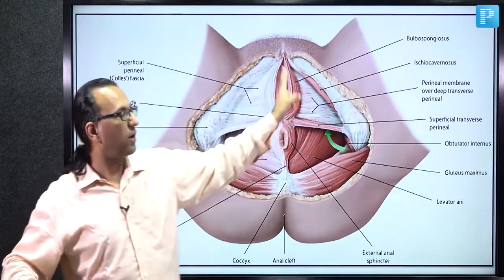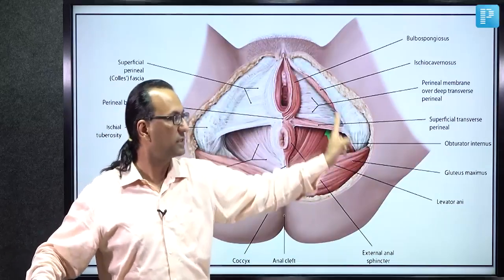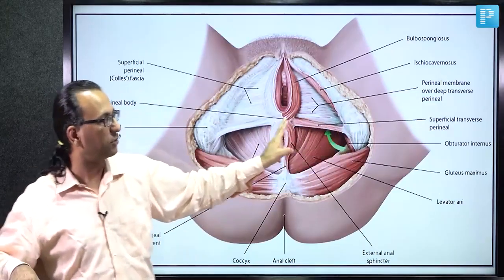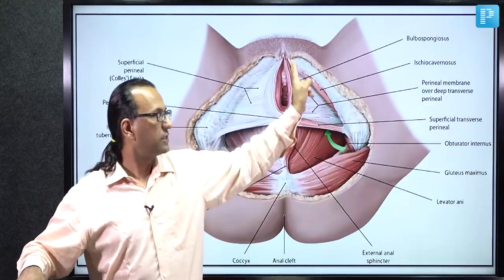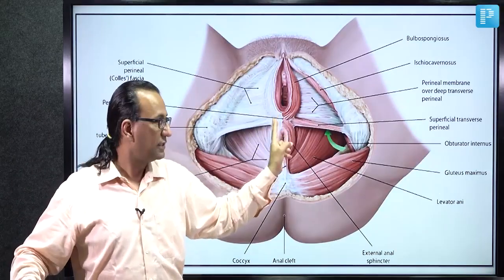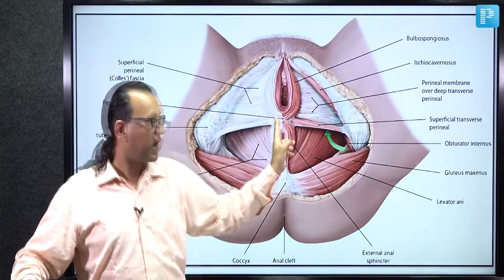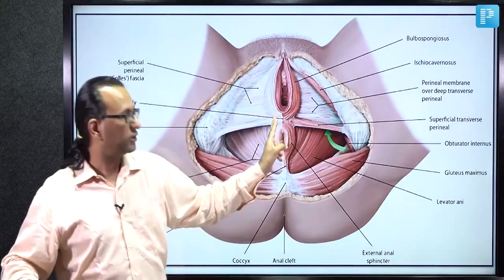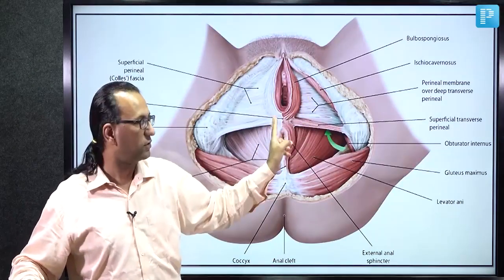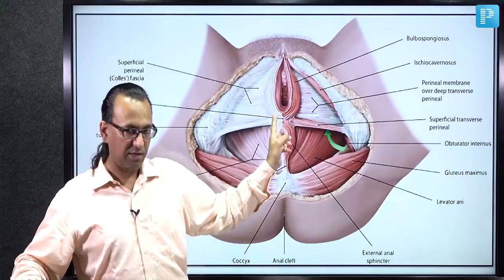In the superficial perineal pouch, along with the ischiocavernosus muscle, is the STP muscle, the superficial transverse perineal muscle. These muscles are supposed to insert into the common perineal tendon, the central perineal tendon, a midline tendon receiving the insertion of muscles in the superficial pouch, the deep pouch, and also the fibers of the levator ani muscle.